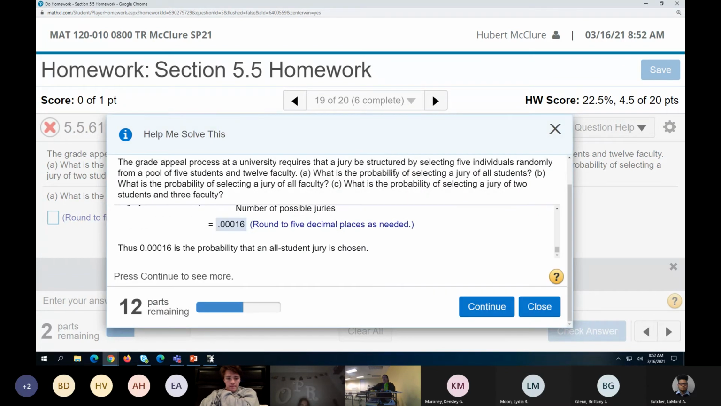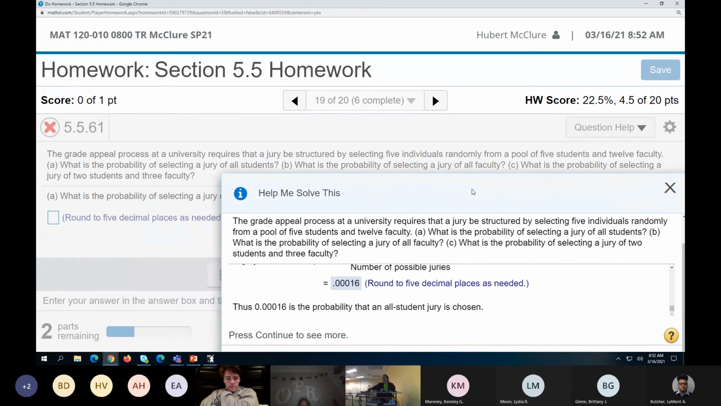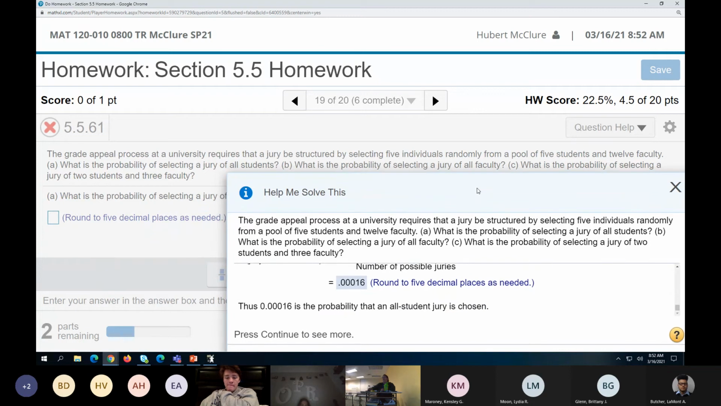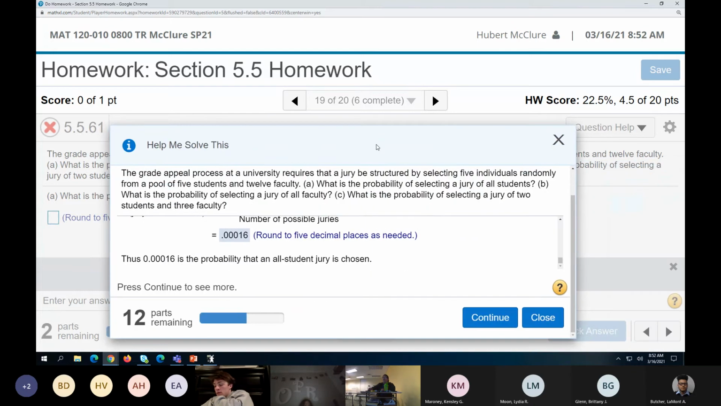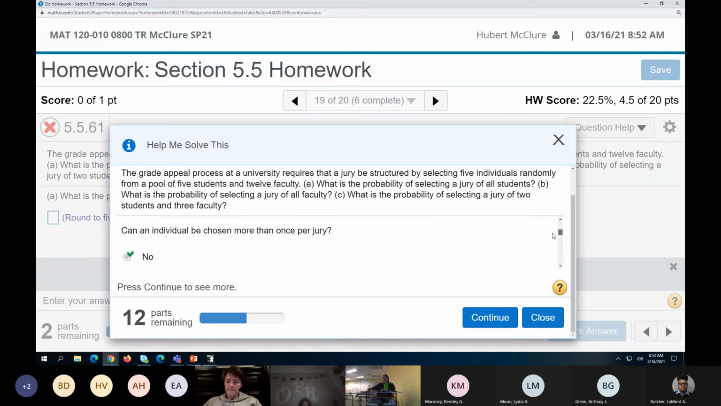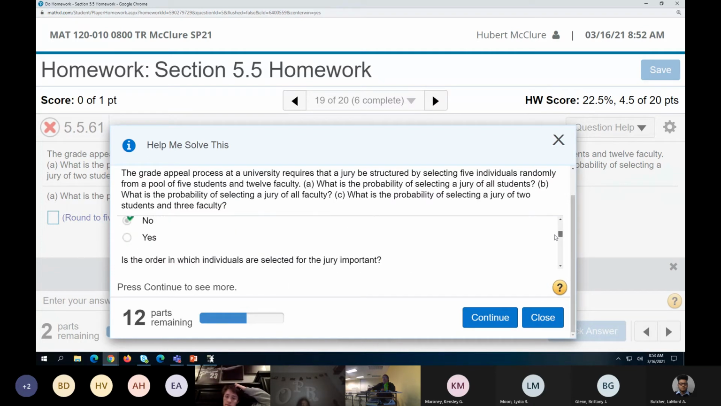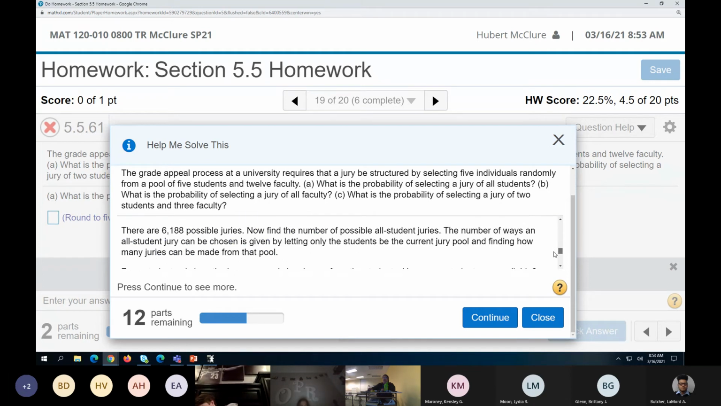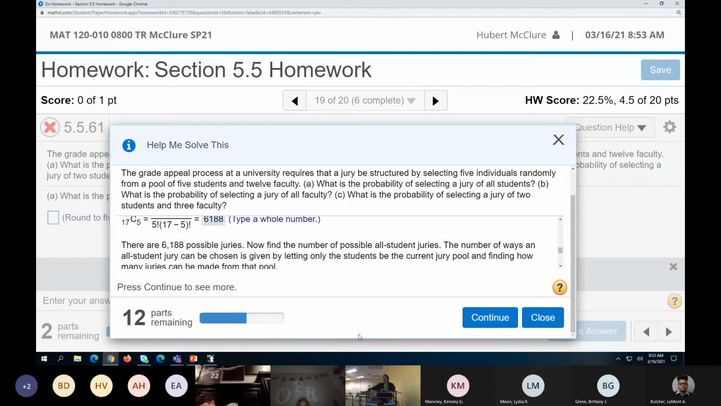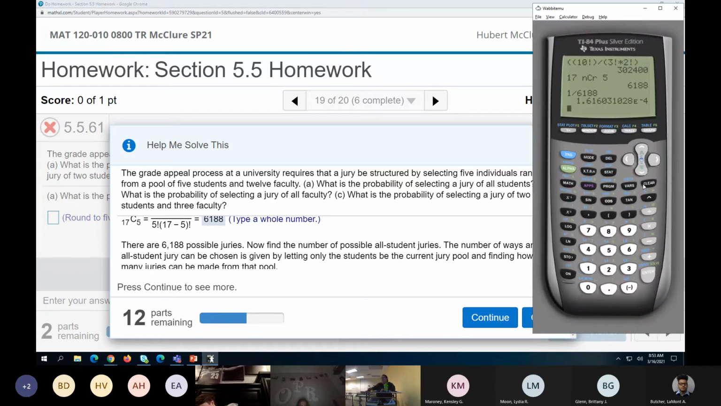Now you got to do the other one. Okay, now the other one says, what is the probability of selecting all faculty? Well, how many faculty do you have to choose from? So that would be 12 combination of 5 over the 6188, or whatever it is. So go ahead and do that. 12 combination of 5. I'm not going to ask y'all what it is because y'all won't tell me. Over 6188.